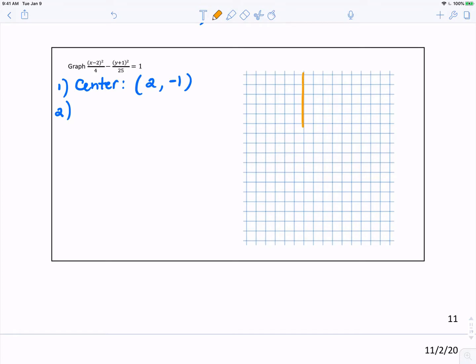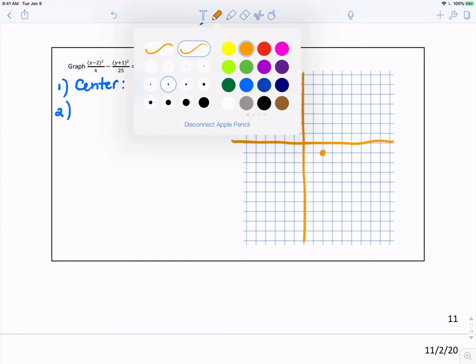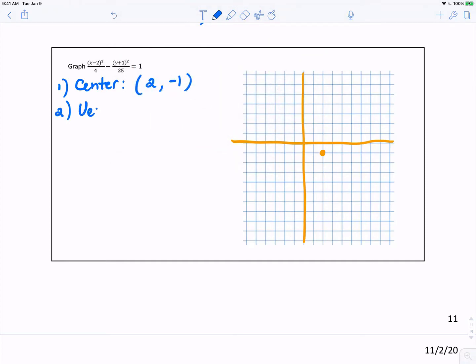So let's go ahead and put in an axis system and locate the center. Next, we're going to find the vertices of the hyperbola. We look at the first term, and in the x direction, we'll move the square root of 4, or 2 spaces. So from the center in the x direction, we'll move 2, 2, and now we know where our vertices are, and we know the orientation of our hyperbola is going to look like this.